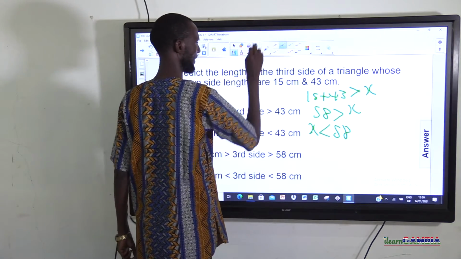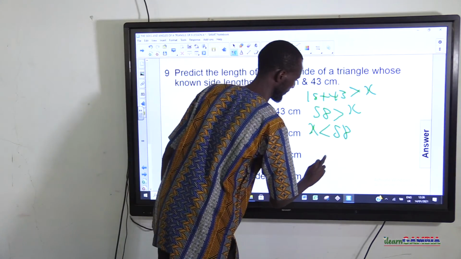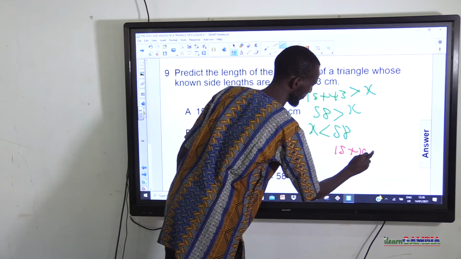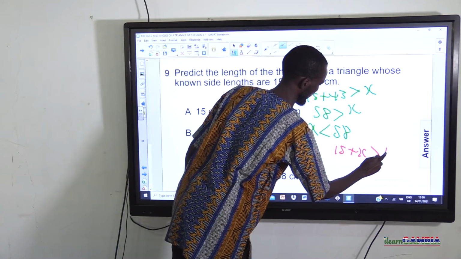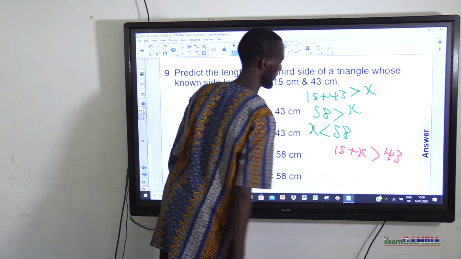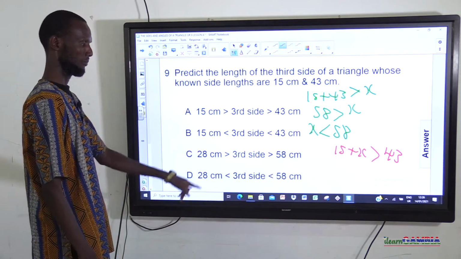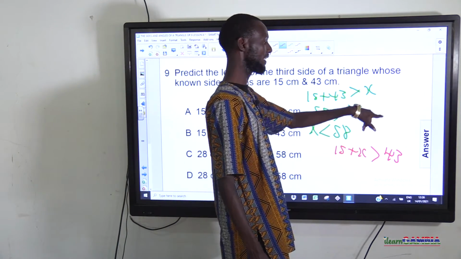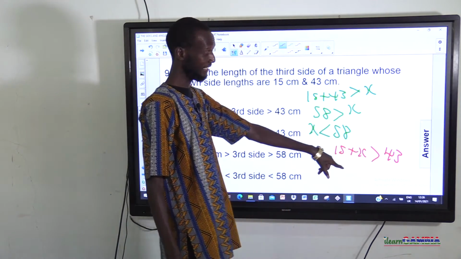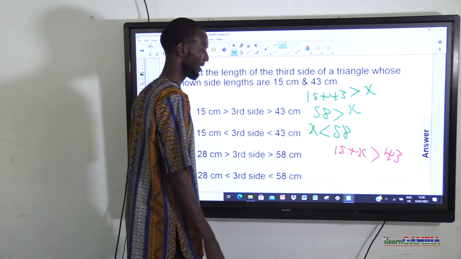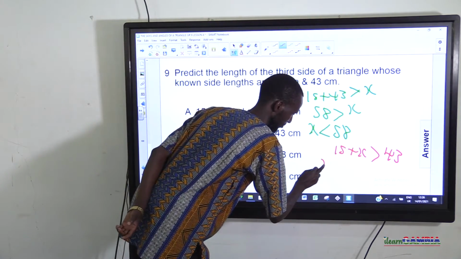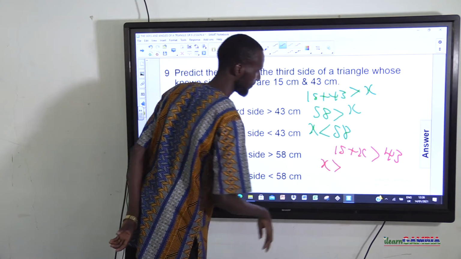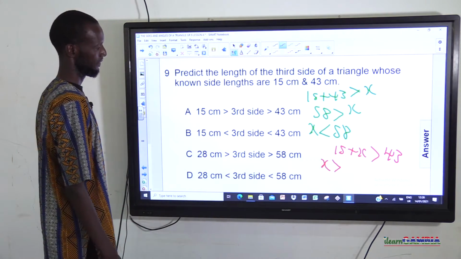Then the other part is, if you now take the 15 plus the third side, that has to be greater than 43. Which means from that, for 15 plus the third side to be greater than 43, it simply means our x, or the third side, will have to be greater than 28.